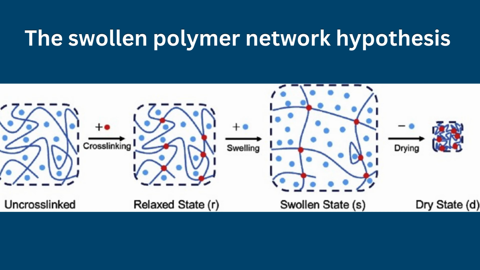When immersed in a suitable solvent, polymer networks absorb liquid and expand until equilibrium is reached. The equilibrium swelling ratio is directly related to the cross-link density and mesh size of the network, as described by Flory-Rehner theory. For instance, lightly cross-linked polyacrylamide hydrogels exhibit high swelling ratios and large mesh sizes, making them suitable for drug delivery and tissue engineering applications.